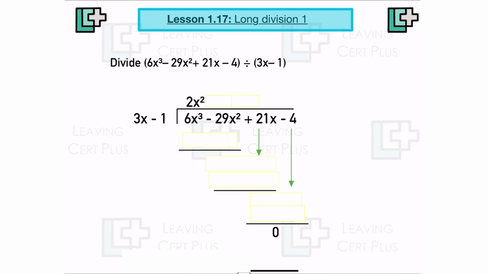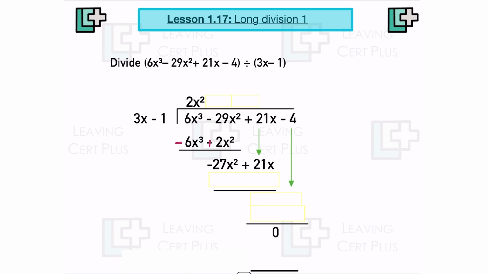Once you've decided on that, you have to multiply that 2x squared by each term. And you're going to get 6x cubed minus 2x squared. Next, you have to change the signs. So it's minus 6x cubed and plus 2x squared. And then you take away the lines. So your 6x cubed is going to be gone. And you're going to get minus 27x squared. And you have to bring down this 21x. So bring down that 21x.